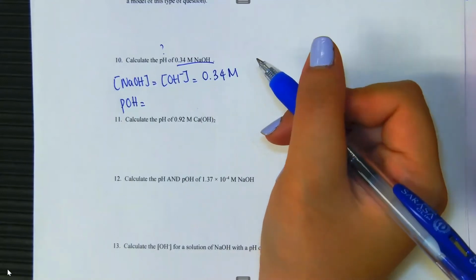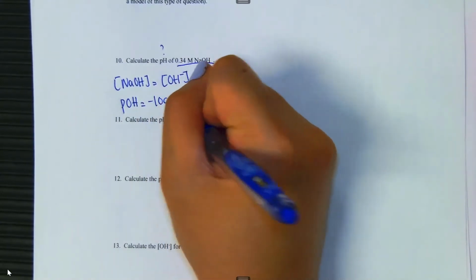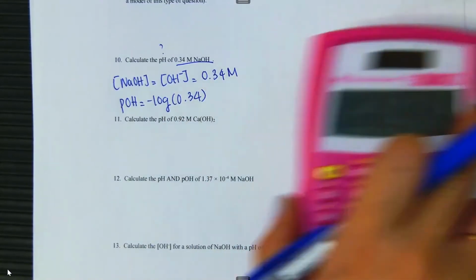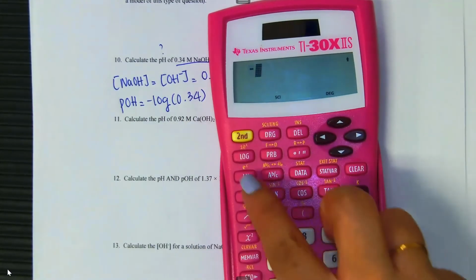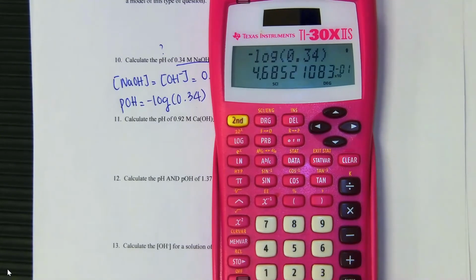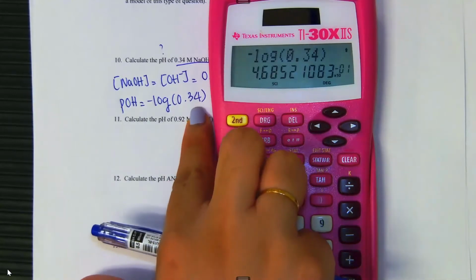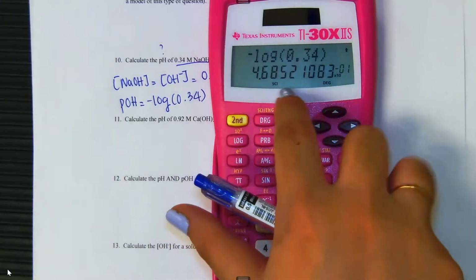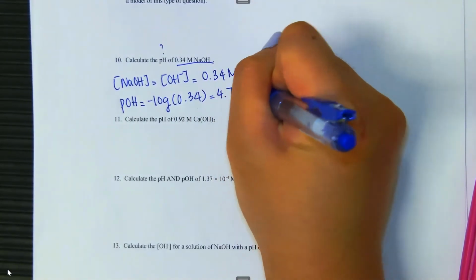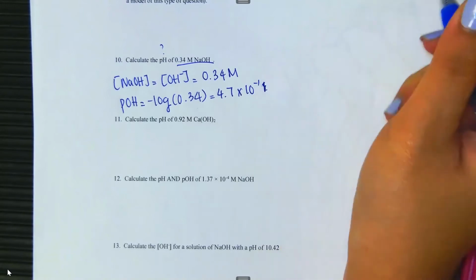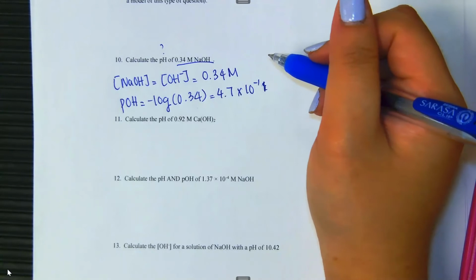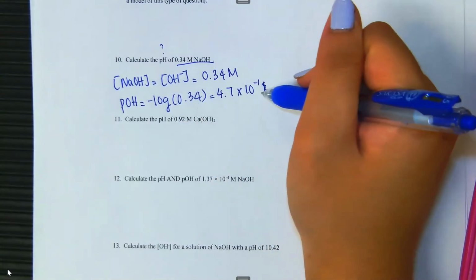of the solution. It's going to be the negative log of 0.34. Now let's put this into our calculator. Negative log of 0.34. This is 2 sig figs, so the answer should be 4.7 times 10 to the negative 1. Okay, that's my pOH.